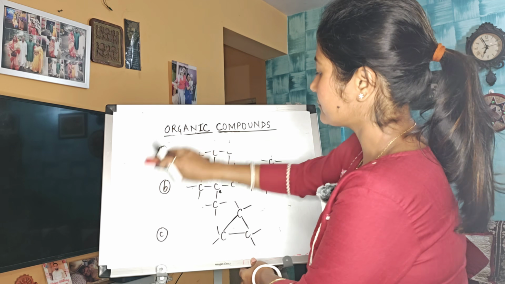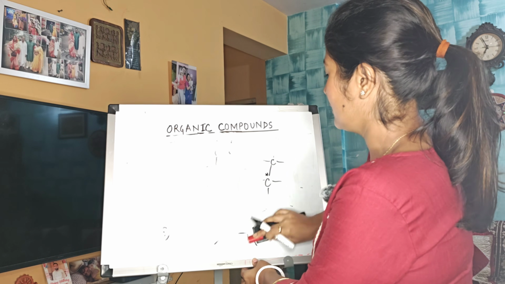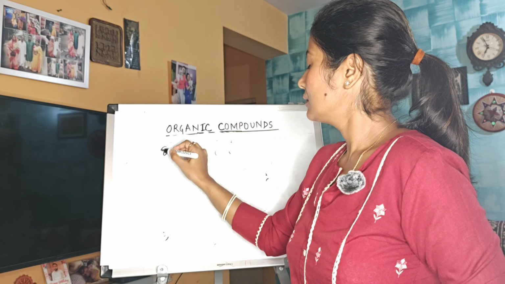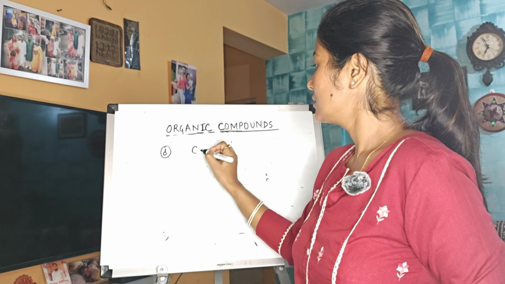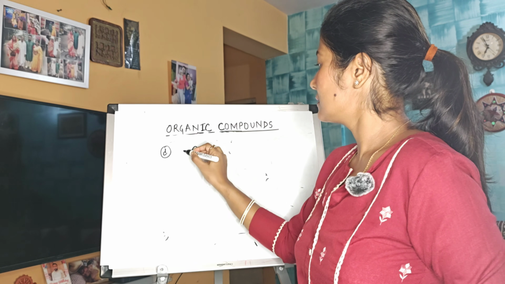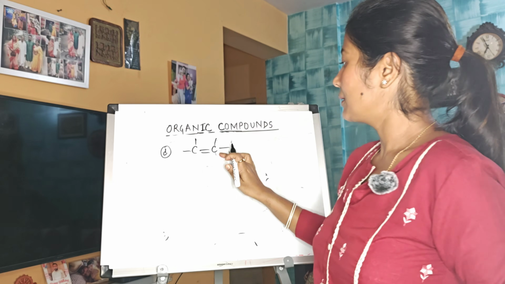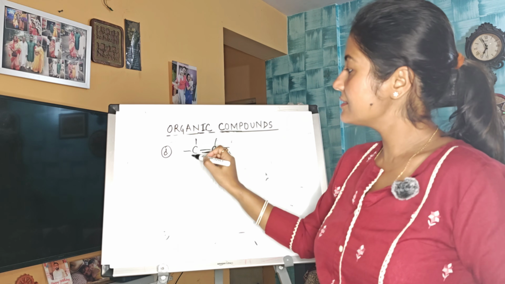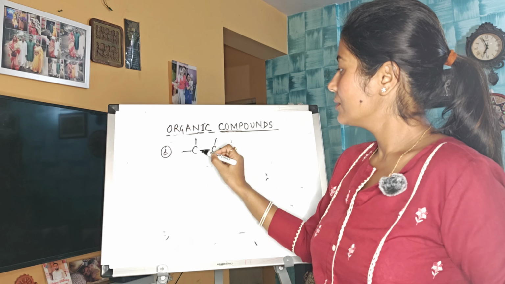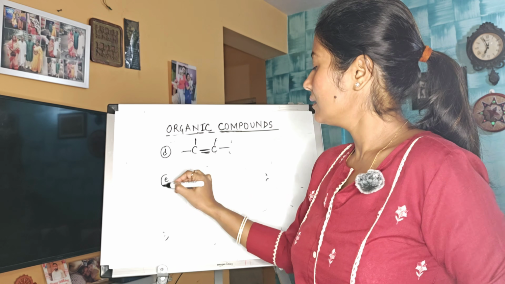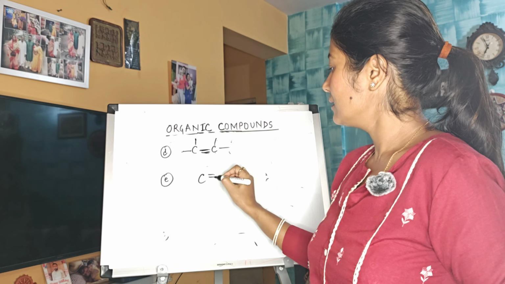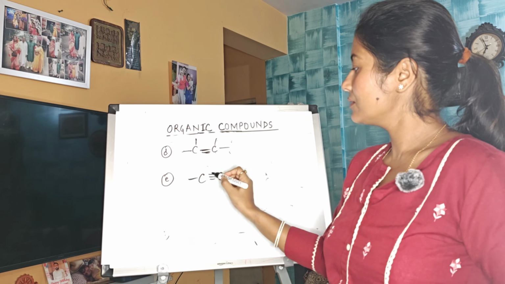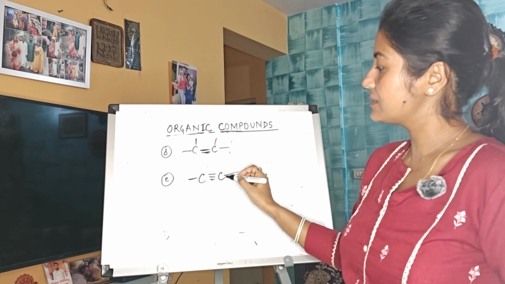Again, the linkages can be formed via double bonds. For example, this. Here carbon is linking with another carbon atom by forming double bonds, but the valency remains the same, 1, 2, 3, 4. Again, carbon may link via triple bonds. For this carbon the valency is 1, 2, 3, 4. For this also it is the same.